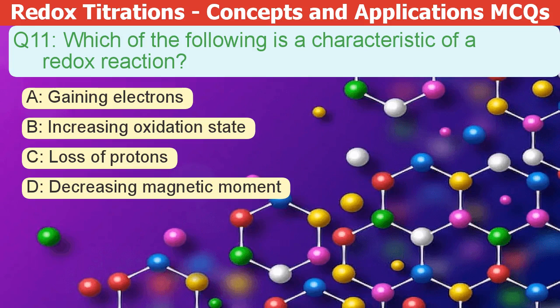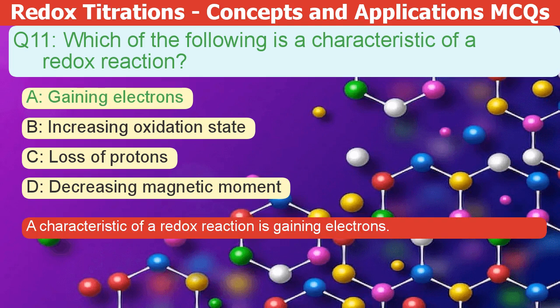Which of the following is a characteristic of a redox reaction? A. Gaining electrons. B. Increasing oxidation state. C. Loss of protons. D. Decreasing magnetic moment. The correct answer is A. A characteristic of a redox reaction is gaining electrons.